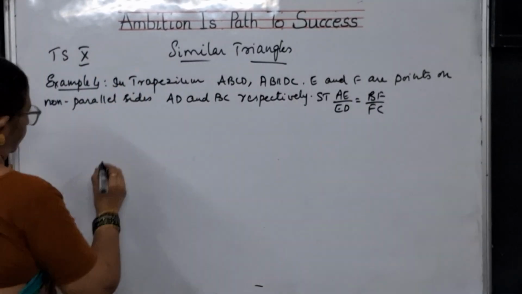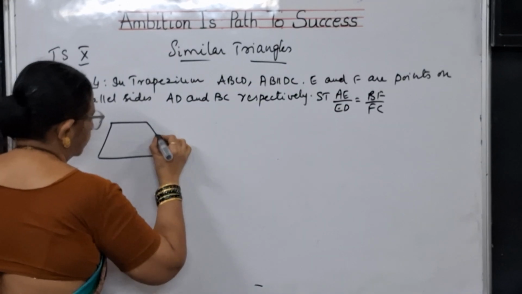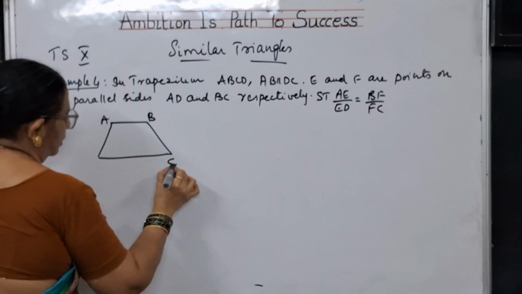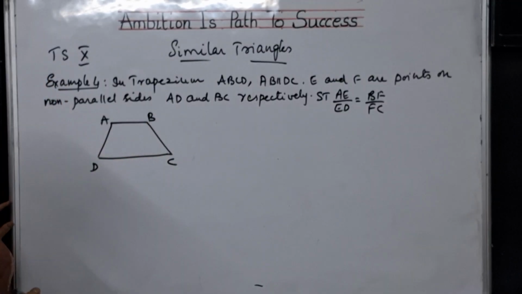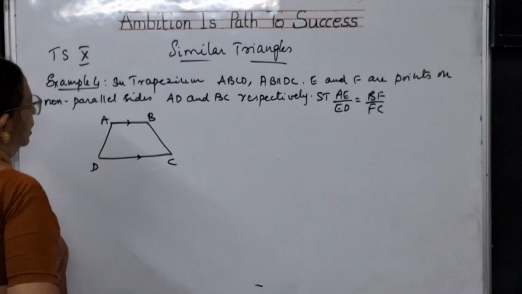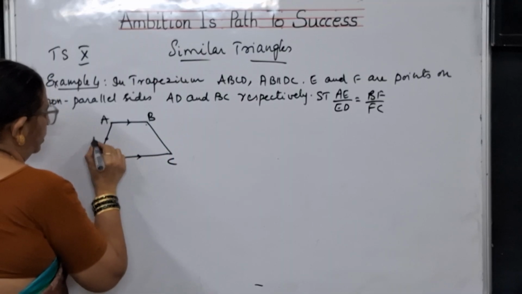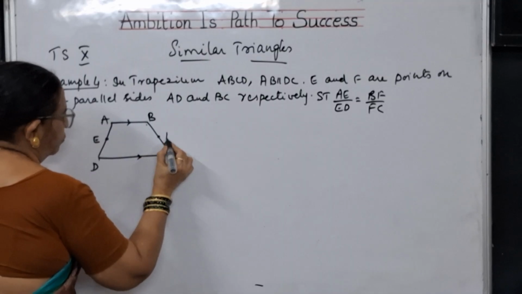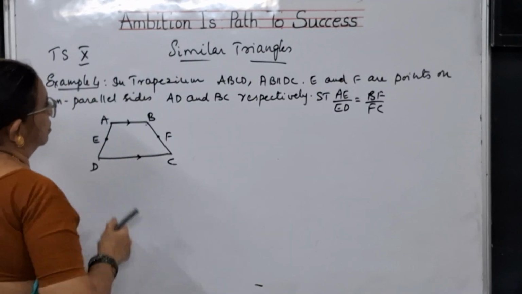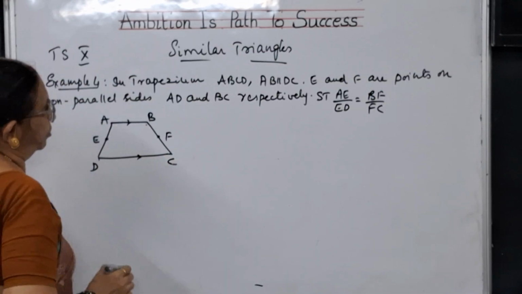So how will you prove? You have got a trapezium ABCD in which AB is parallel to CD, and E and F are points on the non-parallel sides. See, these two are non-parallel sides, AD and BC. For AD, E is the point. For BC, F is the point.